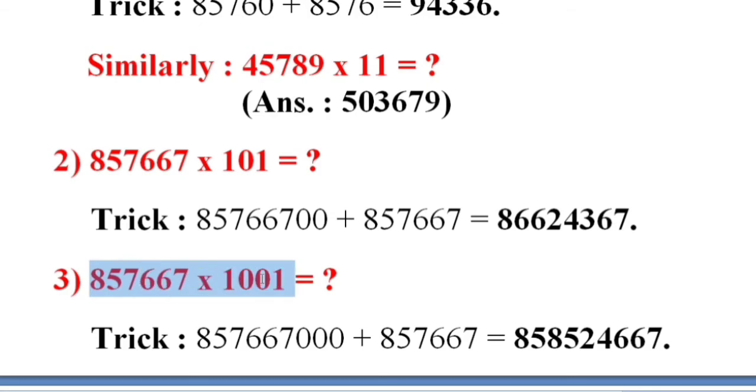85767 into 1001 equals what? Write down 000 for 1001 besides the original number 85767, plus 85767 equals 858524667.